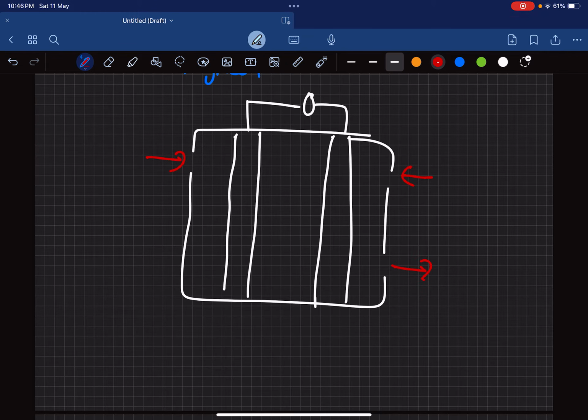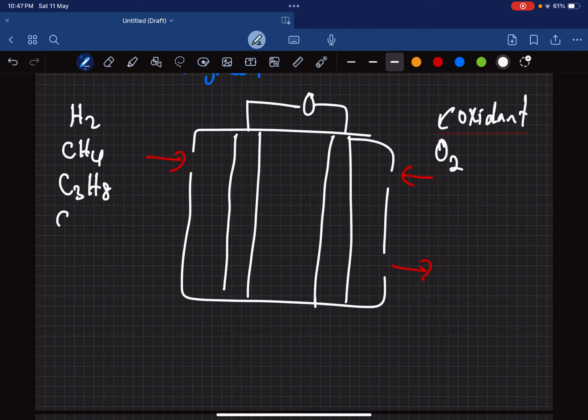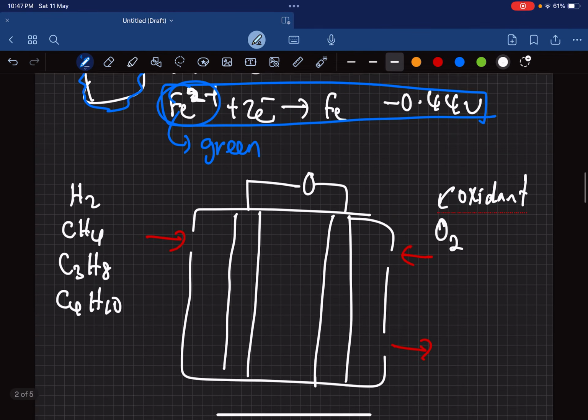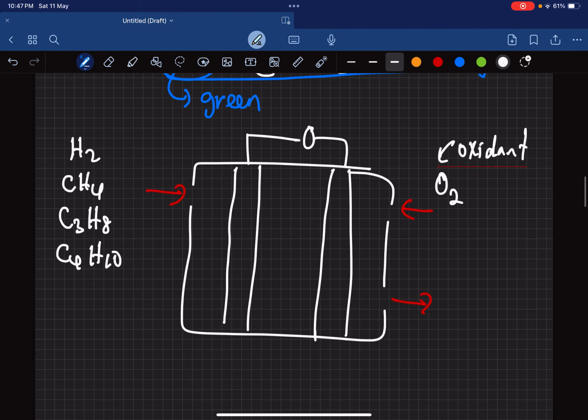Usually, it does not matter. One side is always the oxidant going in, and most of the time it's oxygen. This is the oxidant. Here will be the reductant. It can be anything. It can be hydrogen, methane, propane, butane. It can be anything, even things that you have never seen. For example, in one question we did recently, there was methanol. They put methanol inside. Also can, not a problem.